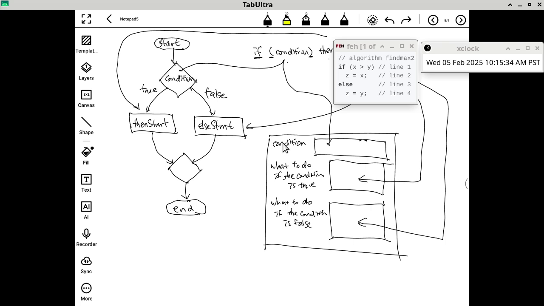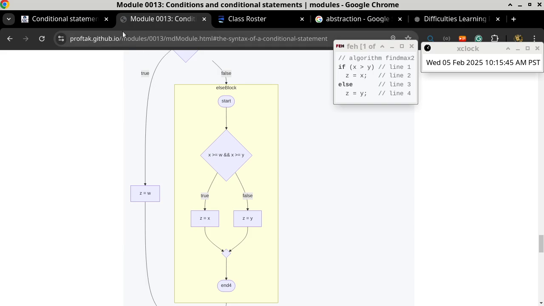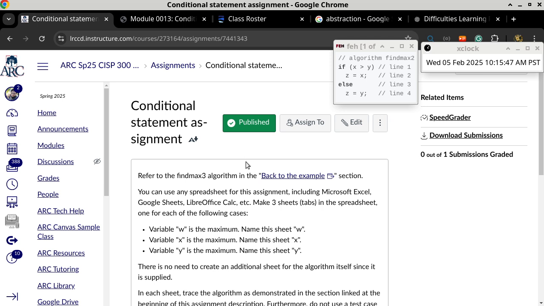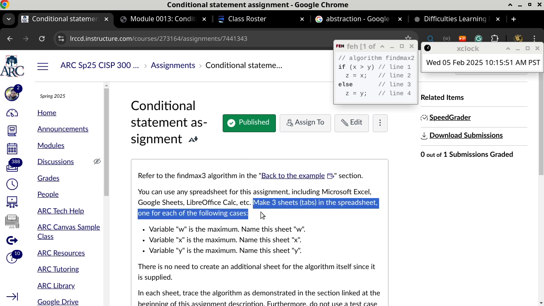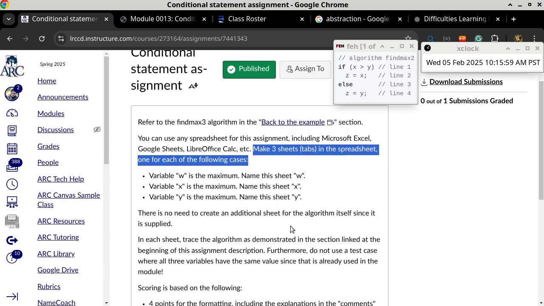Yes. That is correct. The homework assignment asks you to make 3 trace tables, because it says you make 3 sheets or 3 tabs for each of the following. Yep.